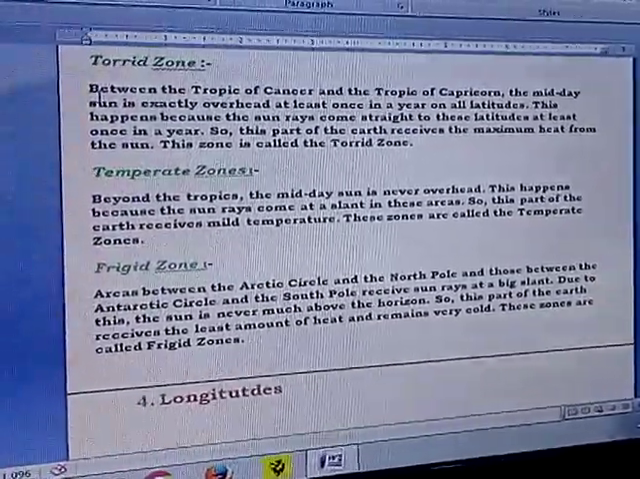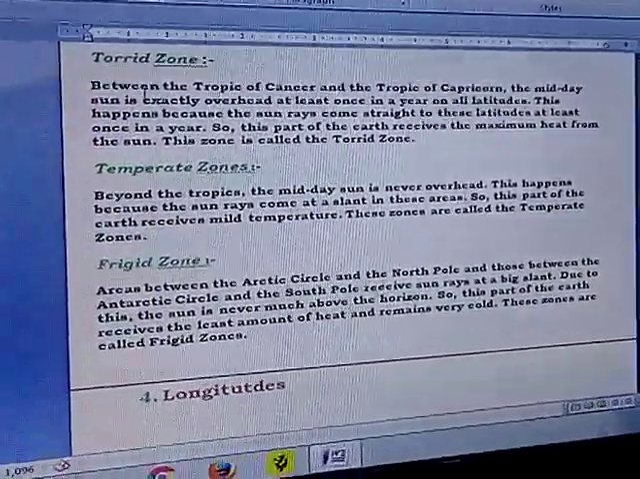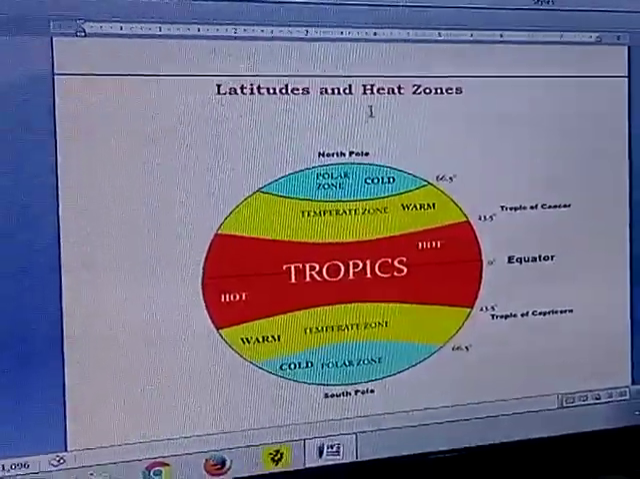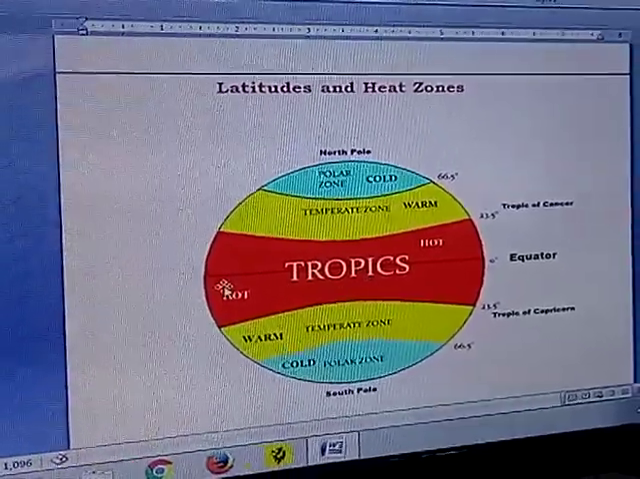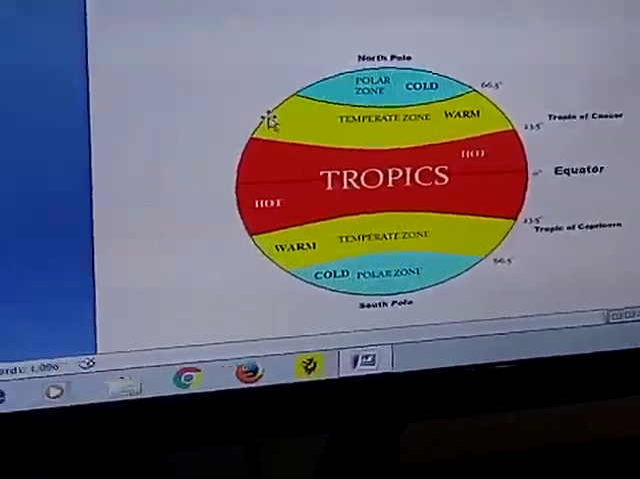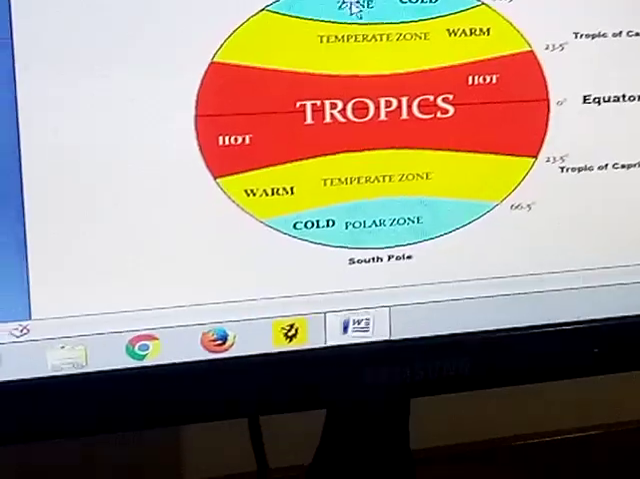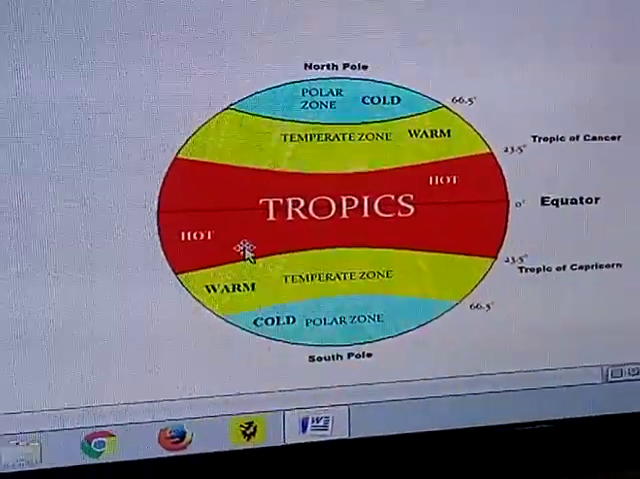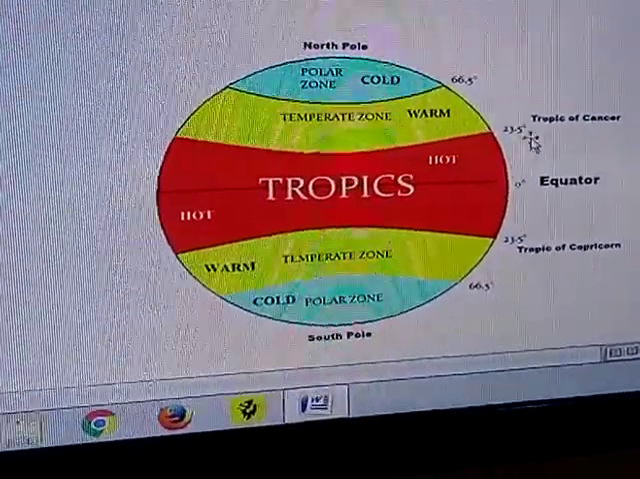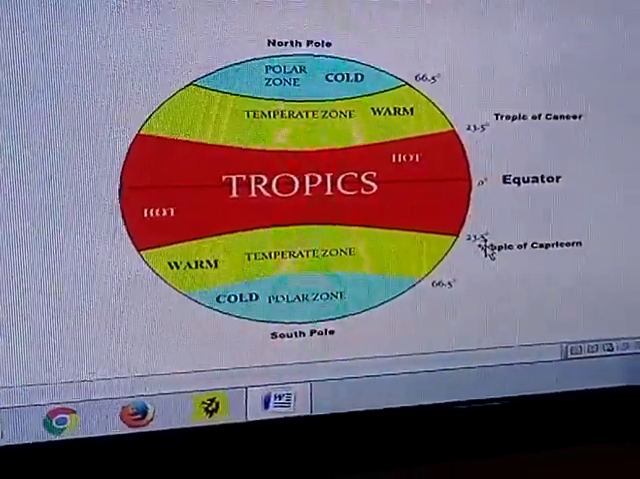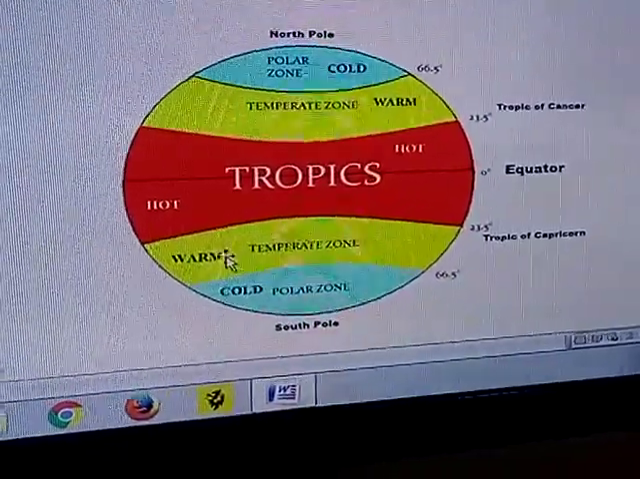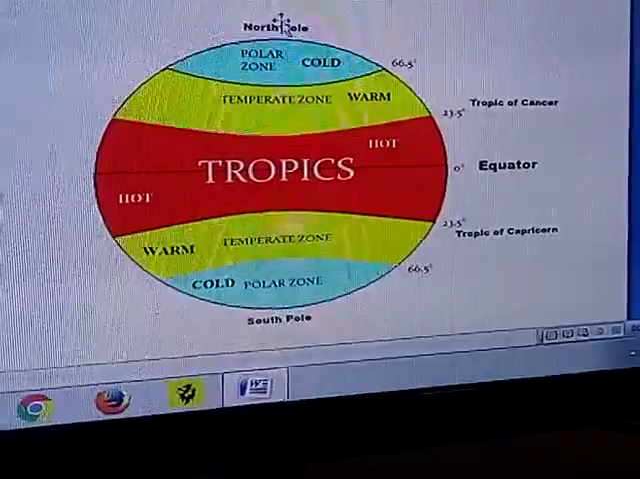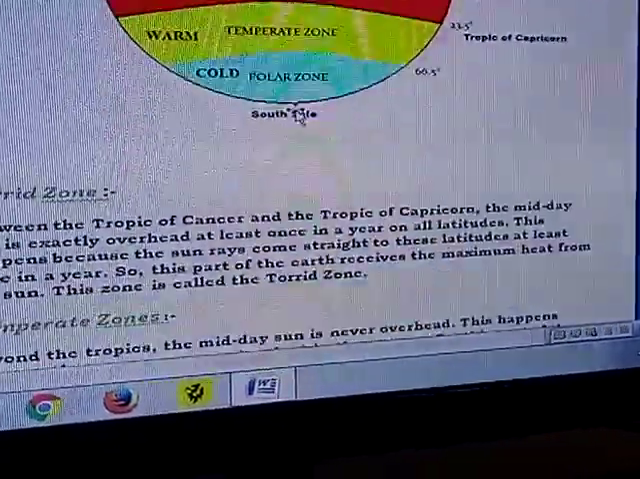These are the definitions and explanations of the three heat zones: the torrid zone, the temperate zone, and the polar zone, also called the frigid zone. Remember, the torrid zone is between the Tropic of Cancer and Tropic of Capricorn, whereas the temperate zone lies on both sides, towards the south and towards the north.